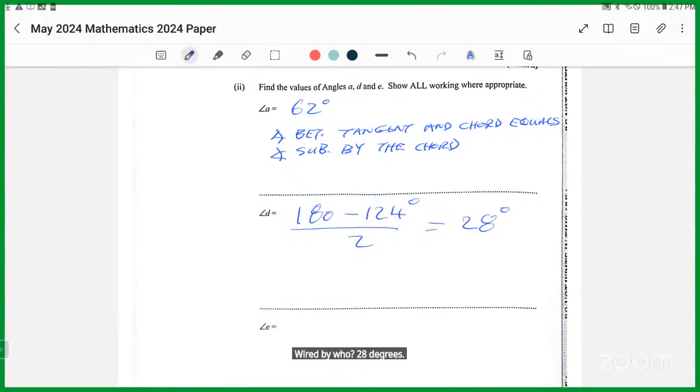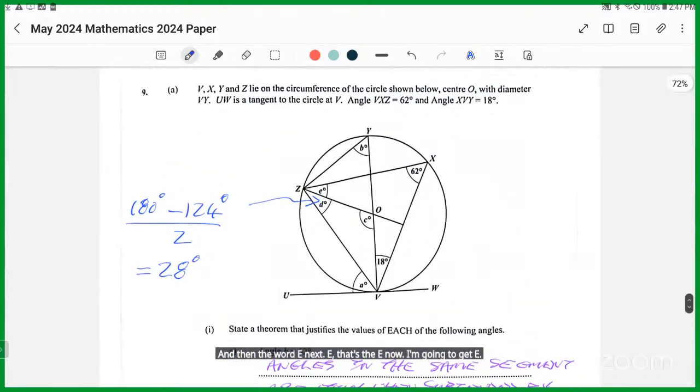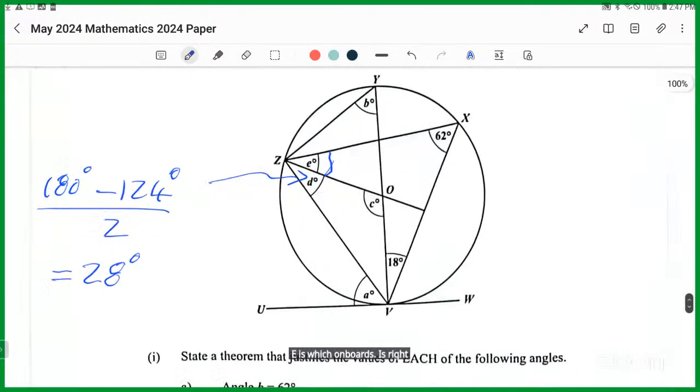And then the next one, E. Let's see E now. E is which angle? E is right here. All right, we're going to get that one now.